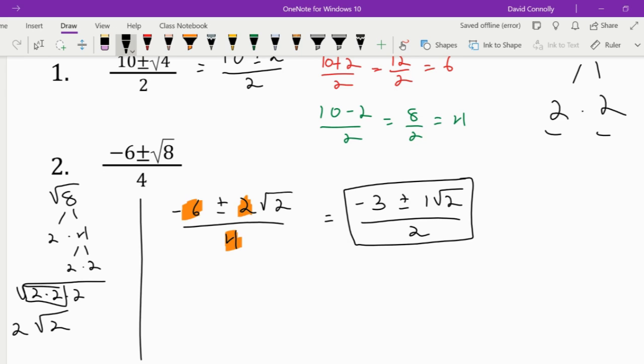Now, if you wanted to know what this value was, you could plug it into the calculator. -3 plus the square root of 2 over 2. And the other one, -3 minus the square root of 2 over 2. But that's not necessary. For this class and for most classes, we're just going to leave it just like that. And that's an acceptable final answer.